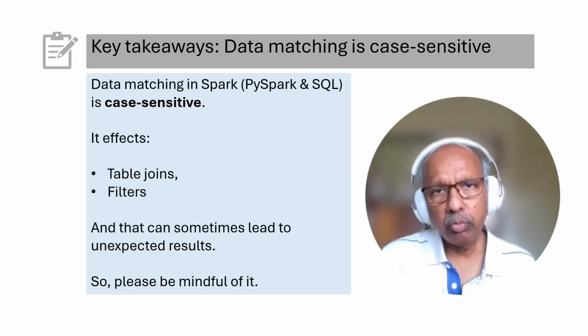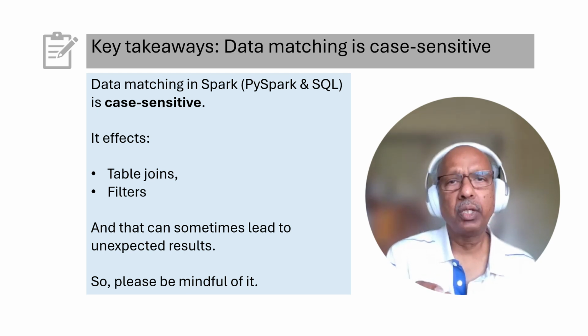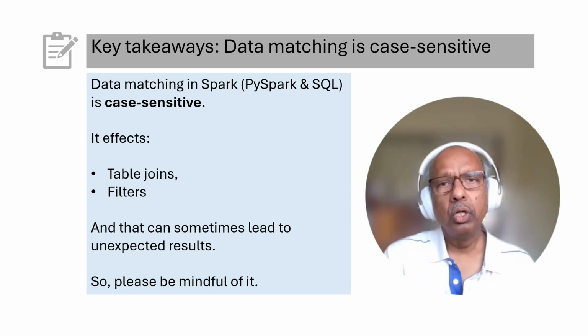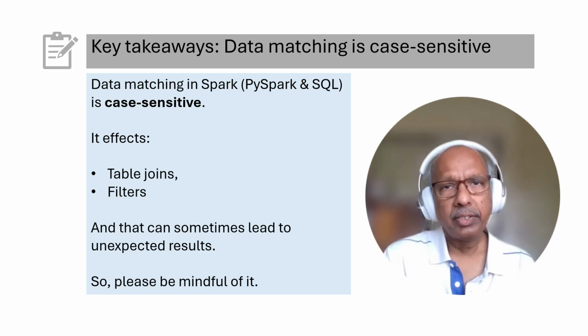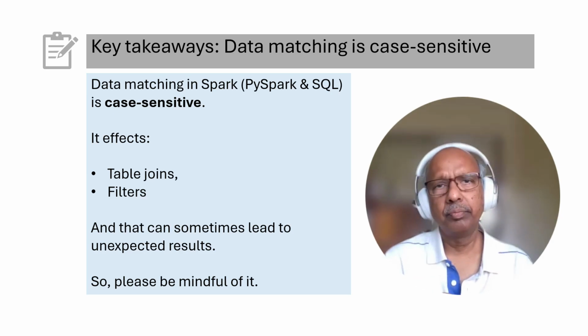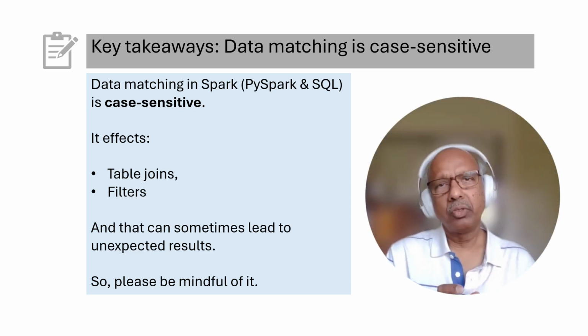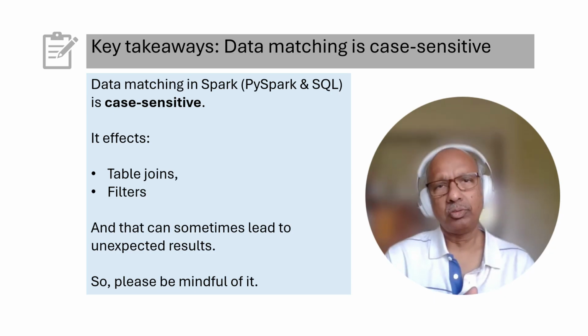If you are writing a table join on columns which are of string data type, or if you are specifying a filter in your query and that filter is a string literal, in either case, do remember that data matching is case sensitive. And sometimes this can lead to unexpected results due to the case sensitivity. So that is about the case sensitivity in data matching. Now let us move on to the next pitfall and see how it plays out.